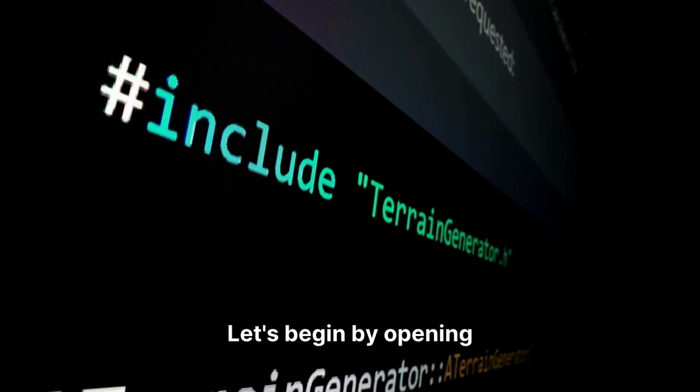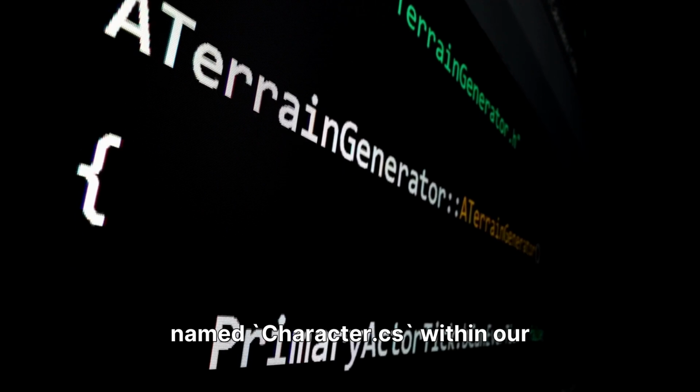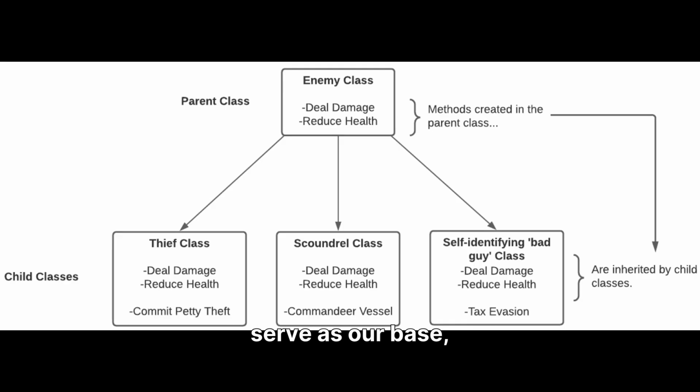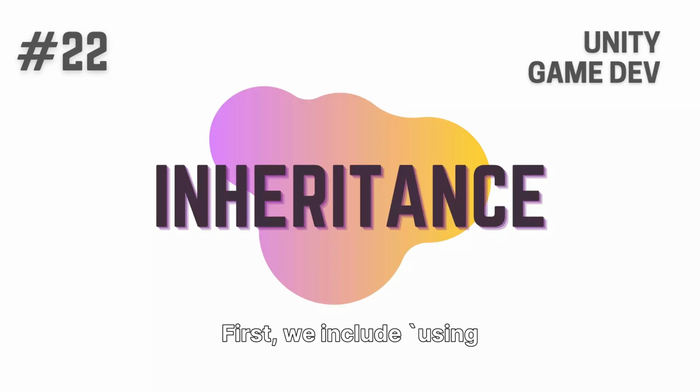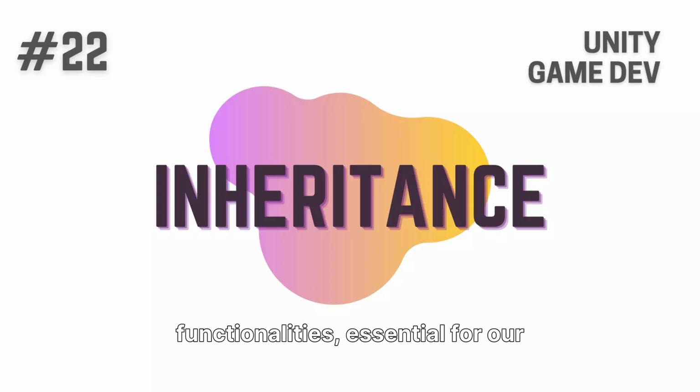Let's begin by opening Visual Studio and creating a new C# script named character.cs within our Unity project. This character class will serve as our base, containing all the common properties and methods that every character in our game will share. First, we include using UnityEngine to access Unity-specific functionalities essential for our game objects.